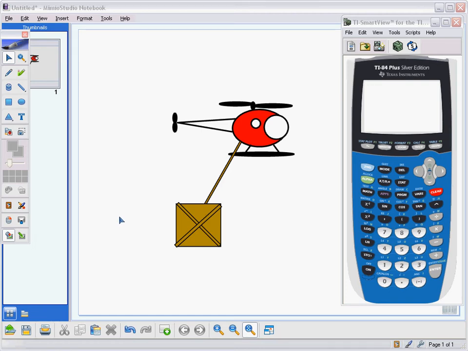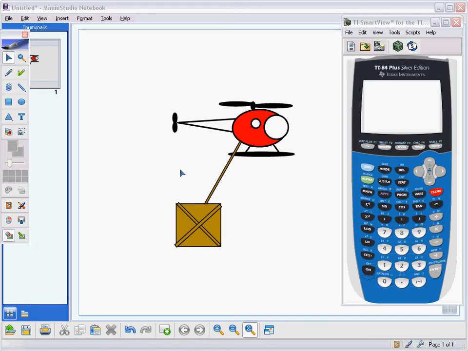Hi, this is a second video to help in preparation for the quiz in Trigonometry Advanced Math for Chapter 8. In this problem, we are going to identify the horizontal and vertical components of the force exerted on this crate by this tow rope traveling from this helicopter.